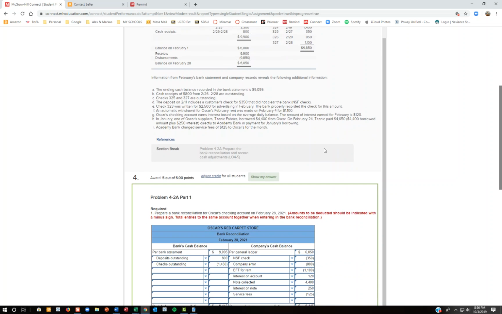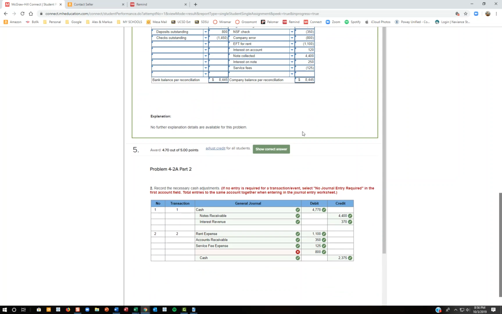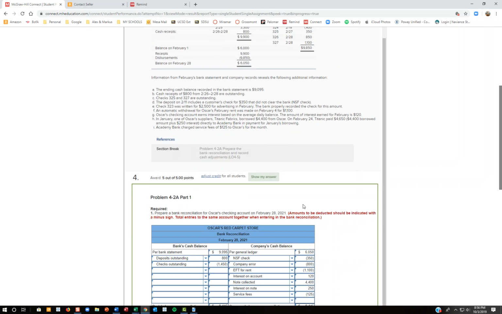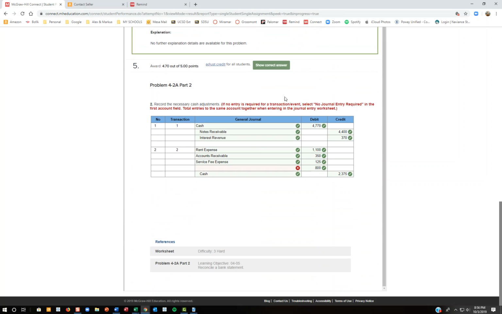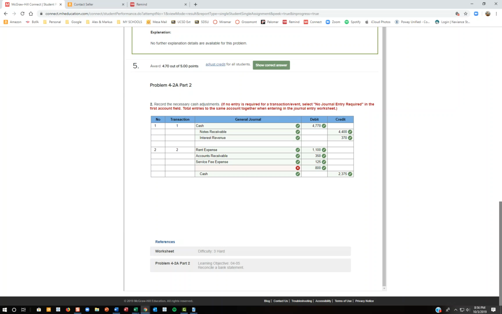So we have the amount right down here. I think you have $800, but remember that check was originally written for advertising expenses. So right over here for advertising. So what we need to do is just put advertising expense here. So I'll show you the correct answer. There's your advertising expense for $800. Okay, I hope that helps.